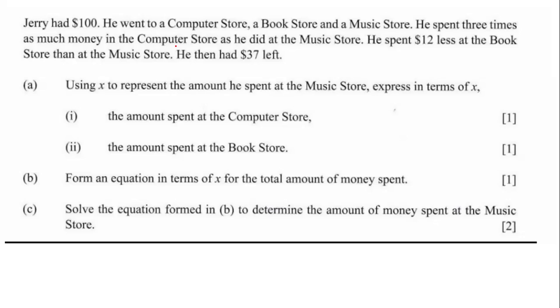A. Using X to represent the amount of money he spent at the music store, expressed in terms of X: I. The amount of money spent at the computer store. II. The amount of money spent at the bookstore. B. Form an equation in terms of X for the total amount of money he spent. C. Solve the equation formed in B to determine the amount of money spent at the music store. Very good.